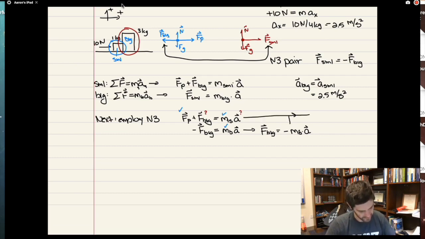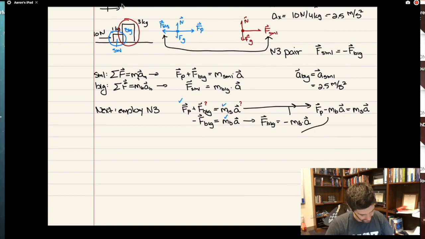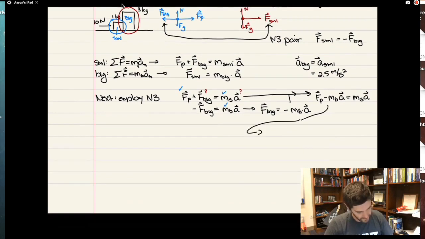Now I'm going to plug that into the top one. That says F push plus F big, but we just said F big was minus m big a, equals m small a. Now we're cooking, because now I know everything in this expression except a. I can solve for a. So this says F push equals m big plus m small, times a.